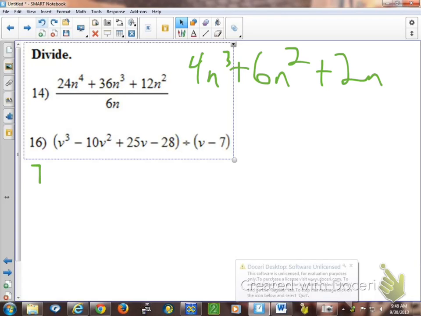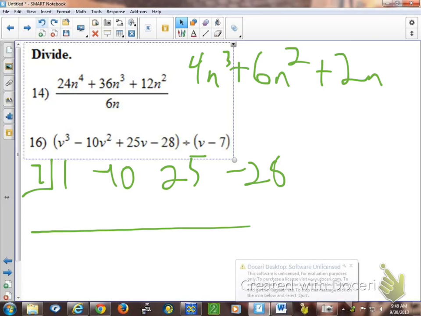Now, coefficients right across the top. We have 1v cubed. How many v squareds do we have? Negative 10. How many v's? 25. How many constants? Negative 28. That's a 10. That's negative 10.